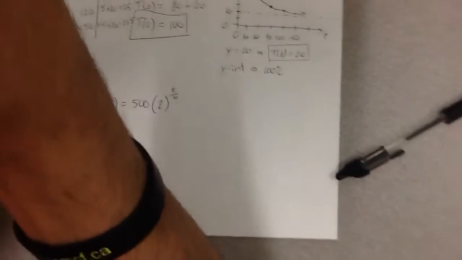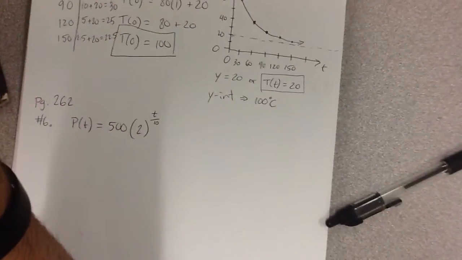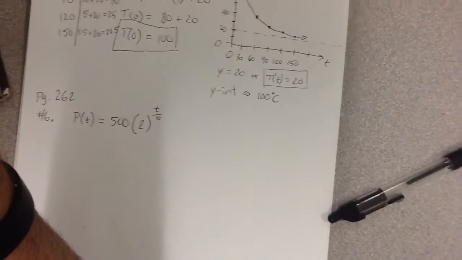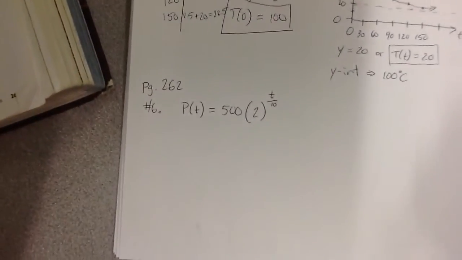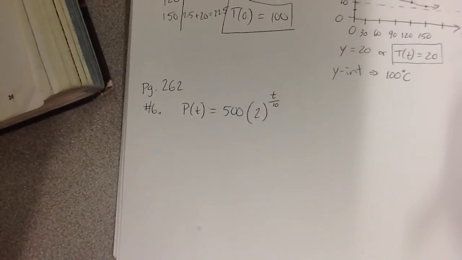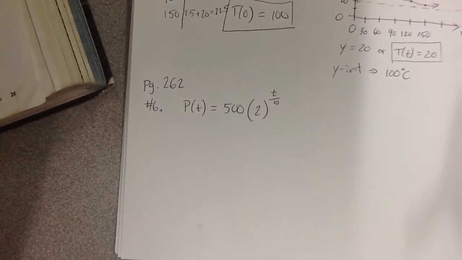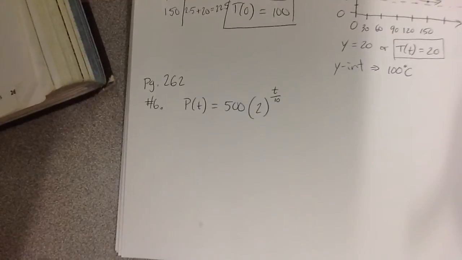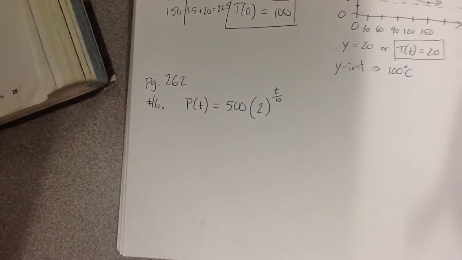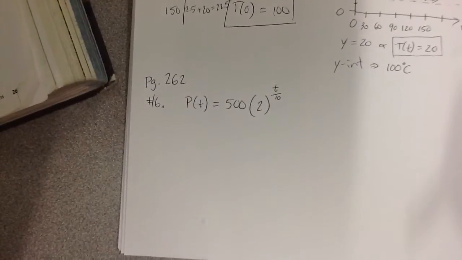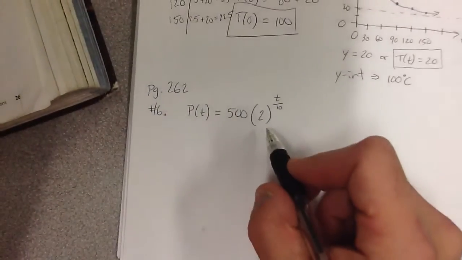We're going to look at page 262. So let's just flip to 262. And if I look at page 262, question number 6. Question number 6 says, a species of bacteria has a population of 500 at noon. It doubles every 10 hours. The function that models the growth of the population P at any hour T is equal to this.